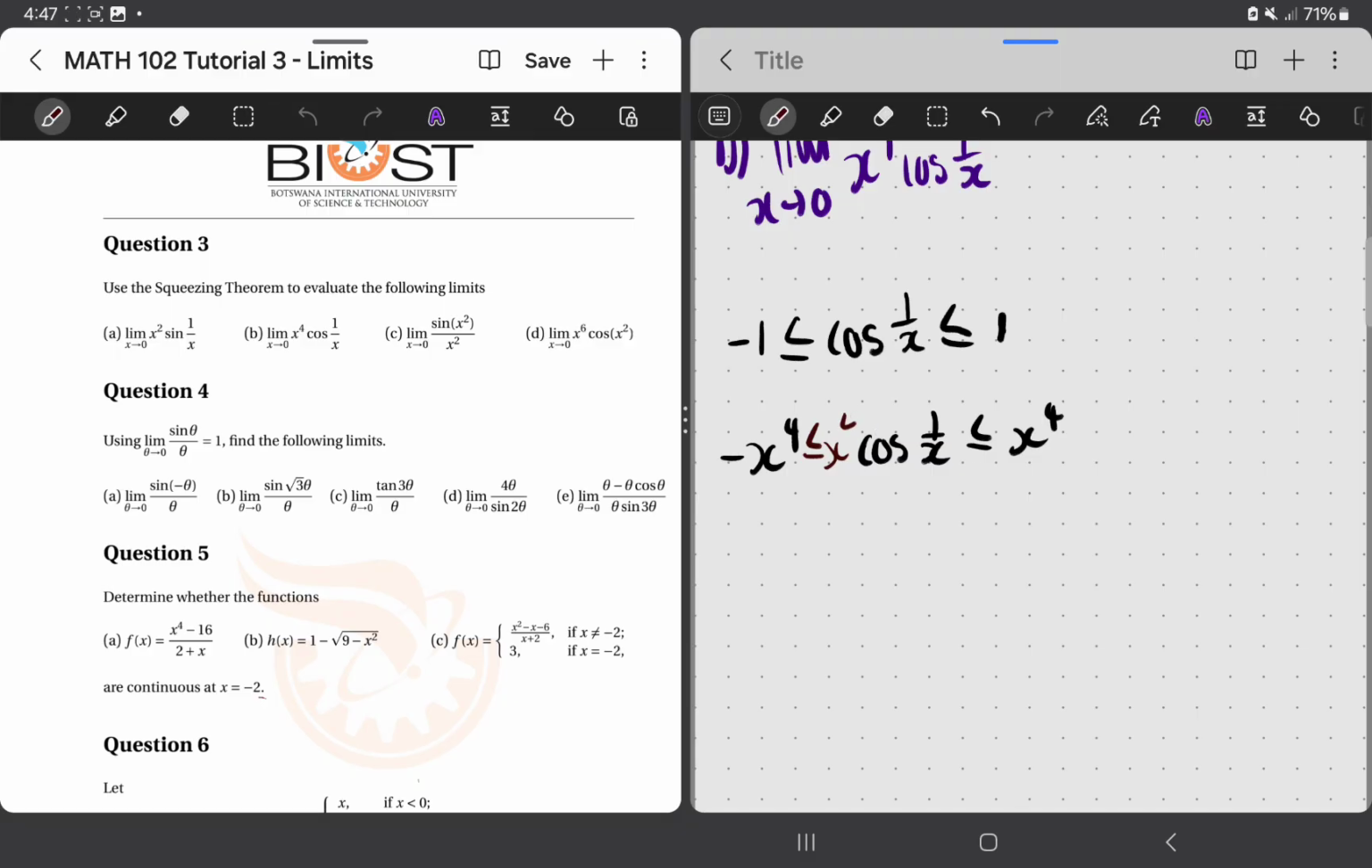Okay? So now we are going to find the limit of this and the limit of this, and it's obviously going to be the limit of this if they are the same. If the limit of this is the same as the limit of this, then the middle one has to have that same limit, okay? So we are now going to find what is the limit as x approaches 0.